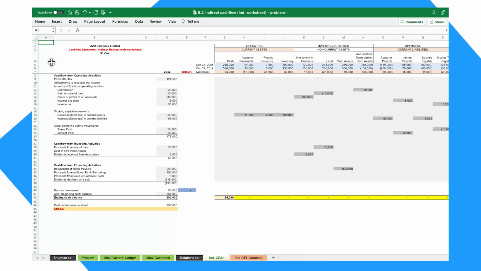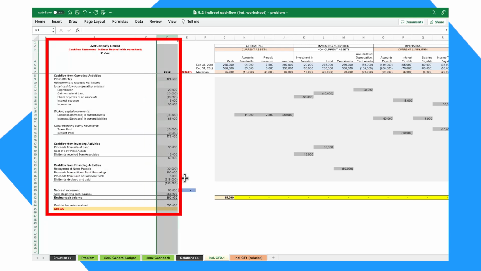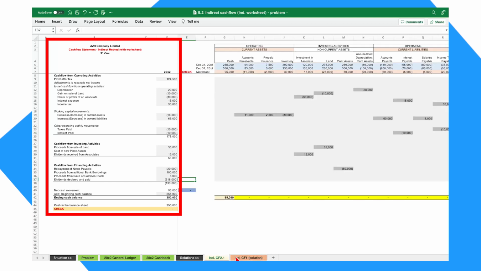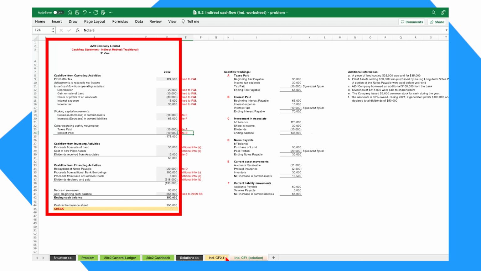Now, an important part of this discussion right now is to have a comparison between the worksheet approach and the traditional approach, and whether there are any differences in the final output. This part right here is the cash flow that we have prepared using the Cashflow Worksheet, and now I am shifting to the cash flow using the traditional indirect method. You will see that there is practically no difference in the two cash flows in terms of the ending output, because technically you shouldn't have any differences at all.